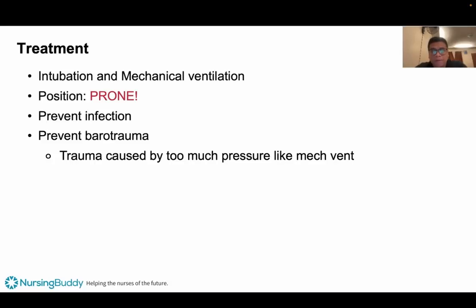Prone. Okay? So that is to prevent too much pressure in your respiratory system, too much pressure in the lungs. Prone will be the best position, and also we must prevent infection here. Infection can be caused by your intubation and mechanical ventilation, and we call that barotrauma. Trauma caused by too much pressure, like your mech vent, because your mechanical ventilator gives you so much pressure. So we must avoid what we call barotrauma.